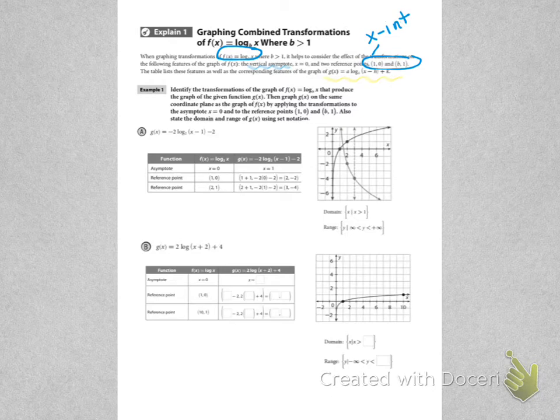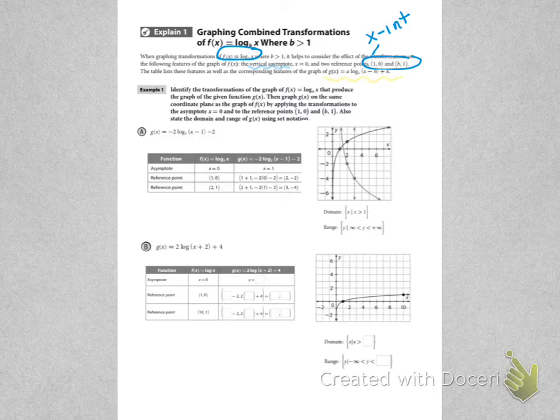log base b of x minus h plus k. So remember, the h and the k are the slide amount, and the a is this vertical stretch. And if a is negative, it also means it's going to be reflected over the x-axis. So that's the first thing we're going to do, is we're going to go ahead and take a look at seeing if we can identify what transformations are happening.